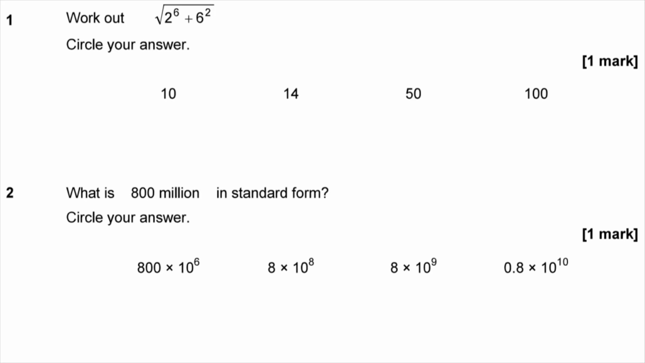Question 1. Work out the square root of 2 to the power 6 plus 6 to the power of 2. Okay, so we've got 3 different types of operations going on here. We've got a square root, we've got a plus, and we've got some squares. So we need to work out which order to do these in to get the question right.